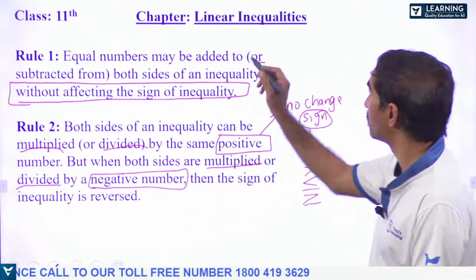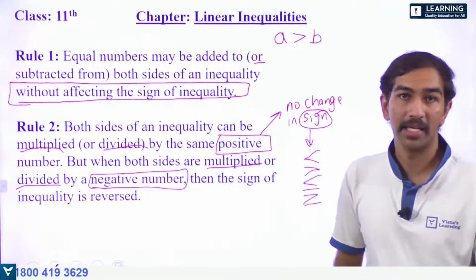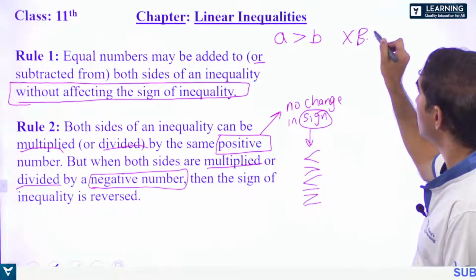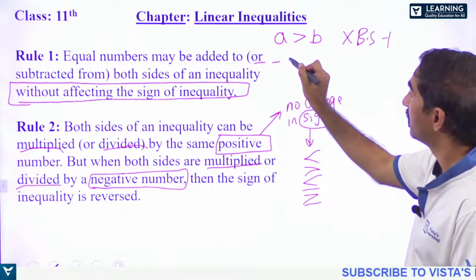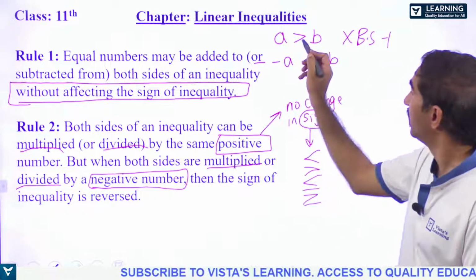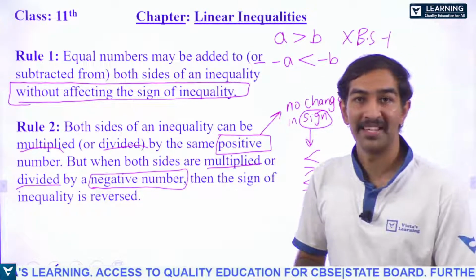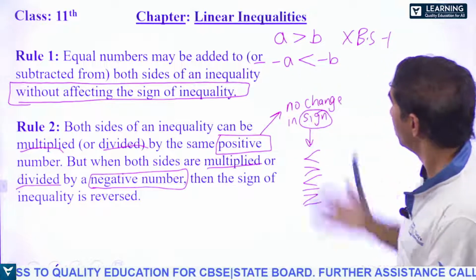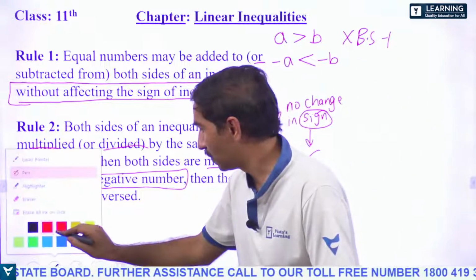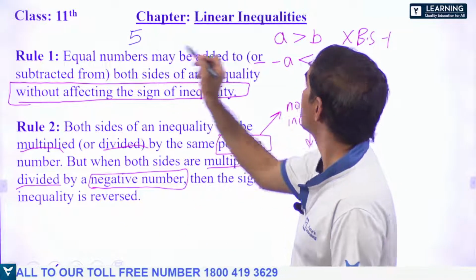Suppose now see here, A greater than B. Understanding? Now what will you do? Multiply both sides with minus 1. What will happen? Minus A, minus B will happen. Will it be the same sign? The sign will change. Understanding? These are variables, right? Now let us take numbers and check them out. Let us take A is equal to 5 and B is equal to 3.